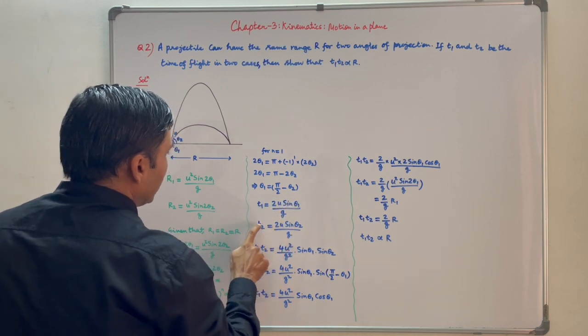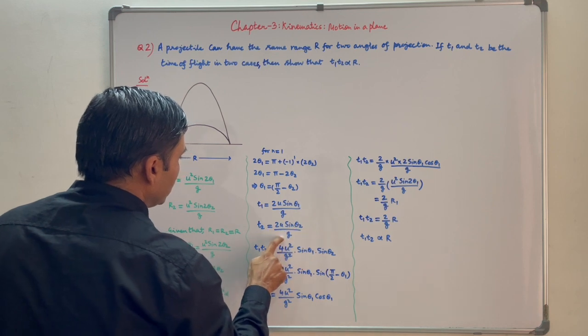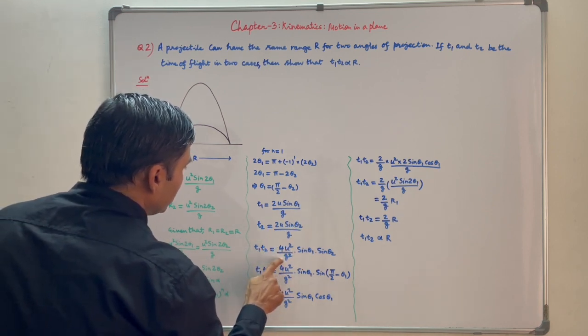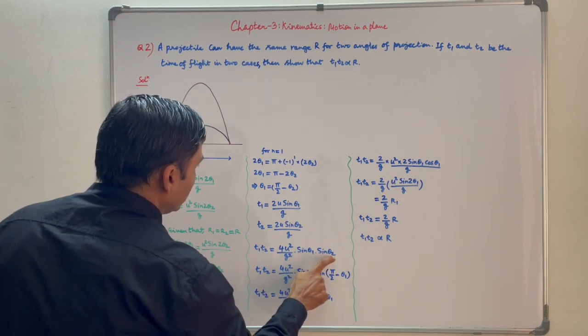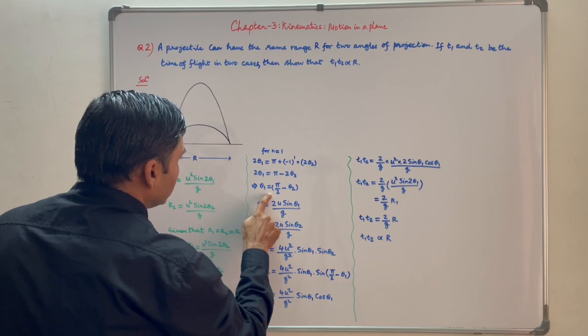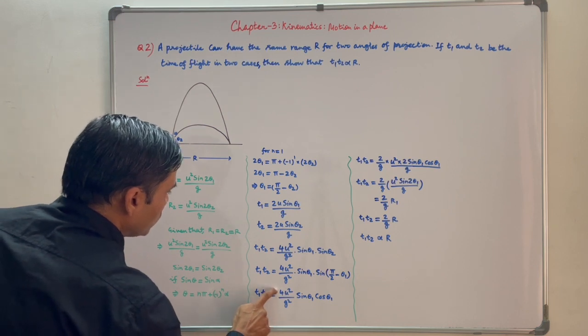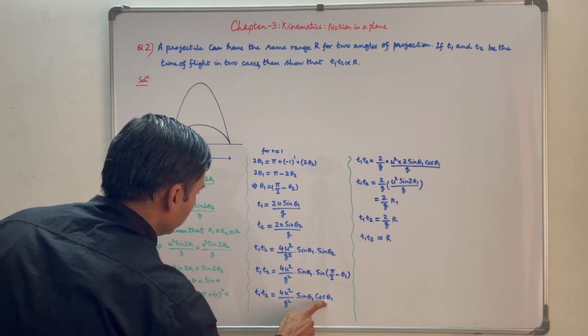Now time of flight in first case, that is t1 is equal to 2u sine theta 1 upon g, and t2 is equal to 2u sine theta 2 upon g. So t1 t2 is equal to 4u square upon g square sine theta 1 into sine theta 2. Put the value of theta 2 from here, that is theta 2 is equal to pi by 2 minus theta 1. So t1 t2 is equal to 4u square upon g square sine theta 1 into cos theta 1.